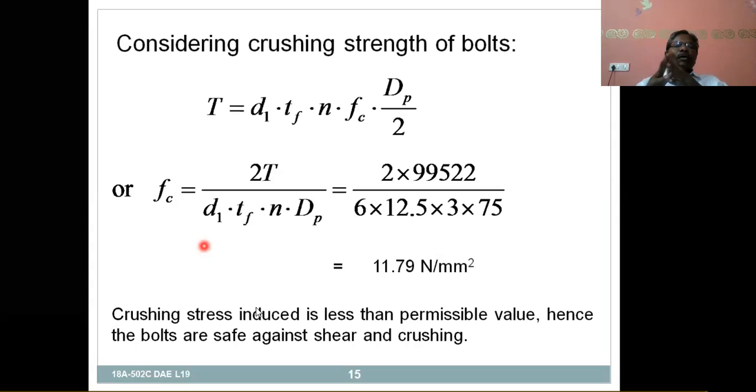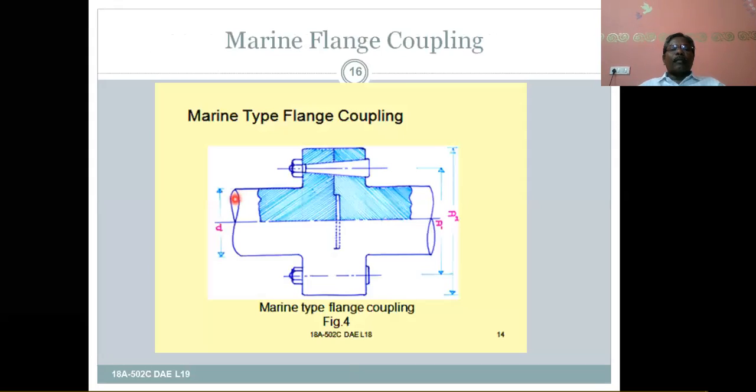So, like this, you have to calculate your design problems for flange coupling. Okay. So, let us see the marine flange coupling, some data related to the marine flange coupling.